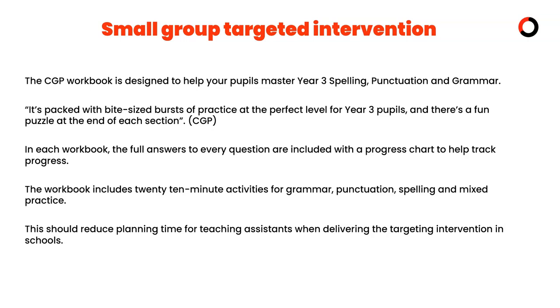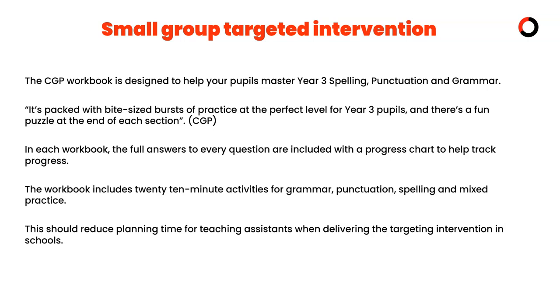So how does this work? The CGP workbook is designed to help your pupils master the Year 3 spelling, punctuation and grammar. The quote from the book is that it's packed with bite-sized bursts of practice at a perfect level for Year 3 pupils, and there's a fun puzzle at the end of each section. In each workbook, you have the full answers to every question that are included with a progress chart to keep the pupils on track. And the workbook includes 20 10-minute activities for grammar, punctuation, spelling, and mixed practice.